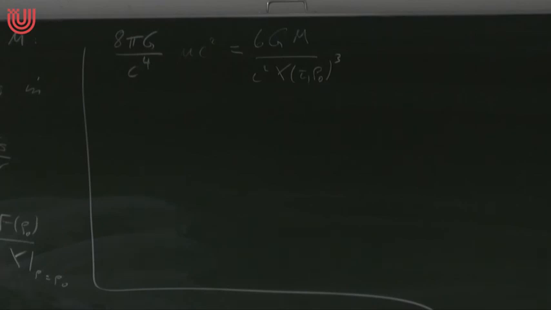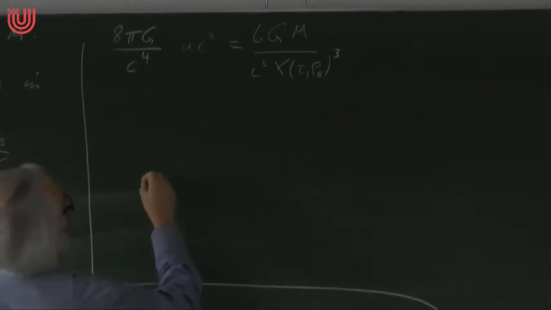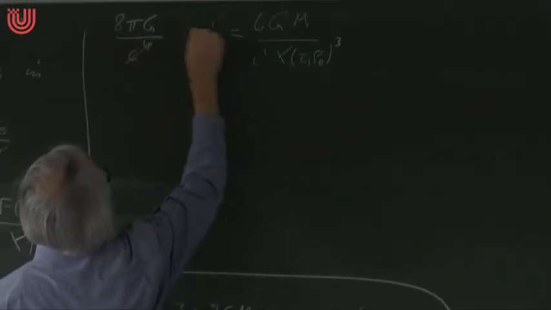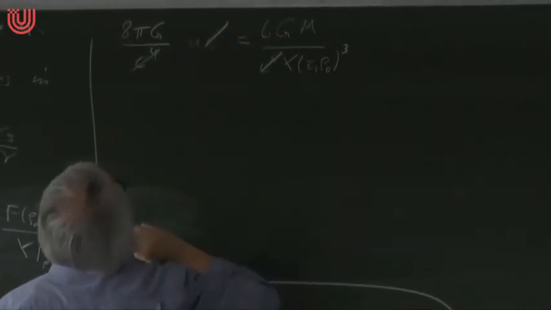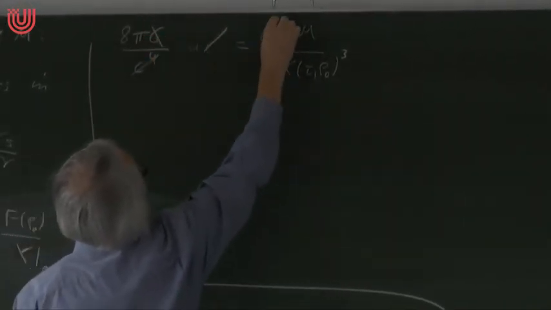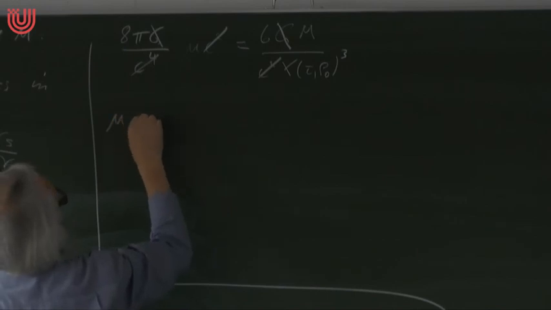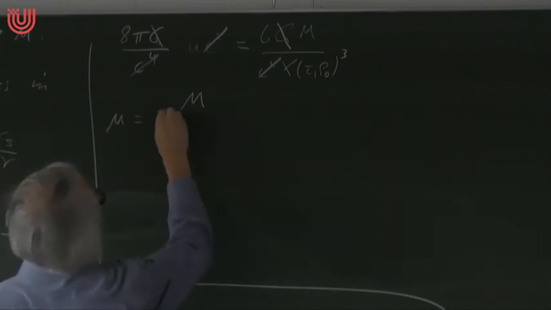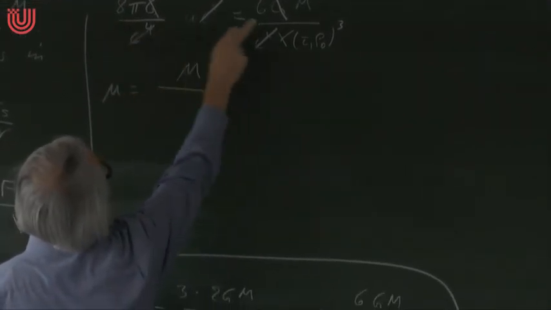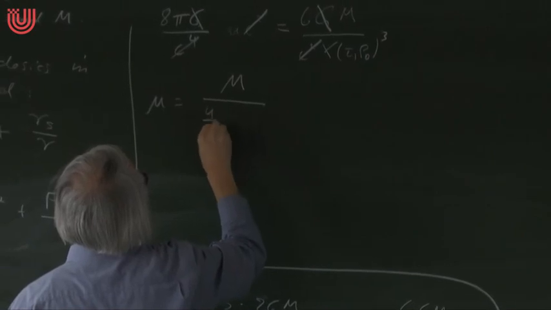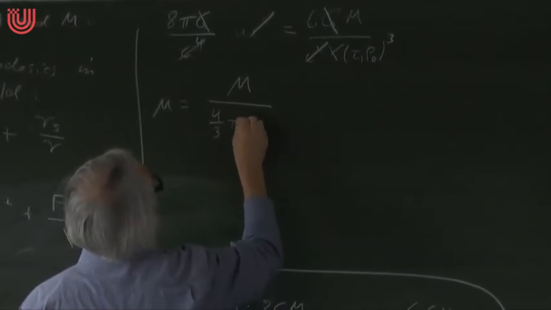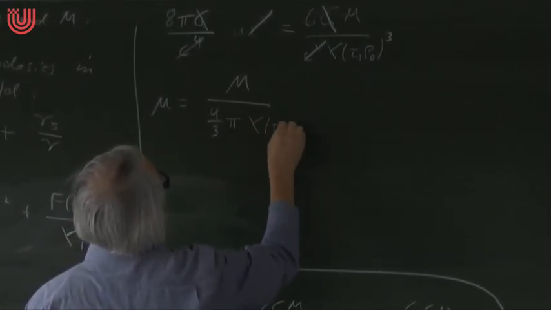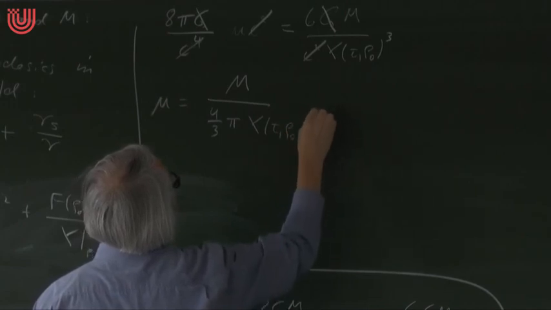Let me see if I can solve this for mu. I think the c's cancel, right? Yes. And also the G cancels. So I have mu is M, that's the Schwarzschild mass, the asymptotically defined mass, divided by, let me see, 8 divided by 6 is 4 divided by 3, right? Pi y of tau rho naught cubed.